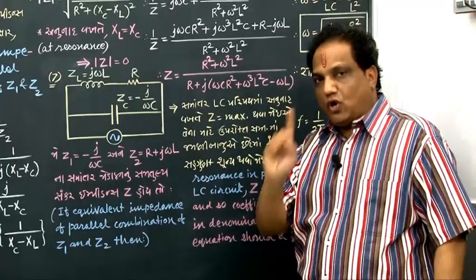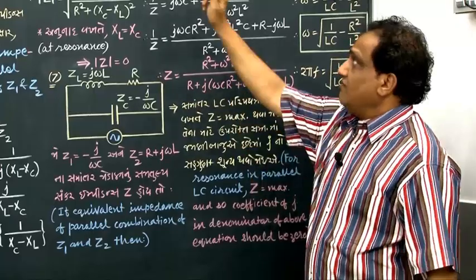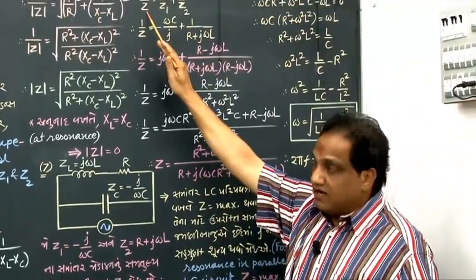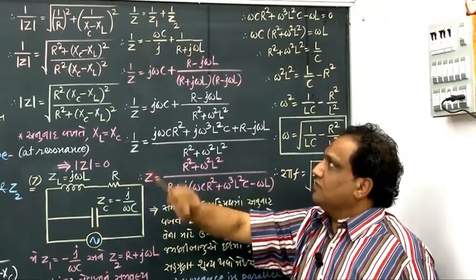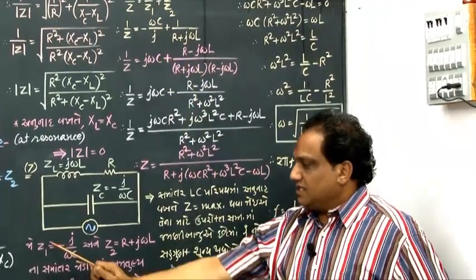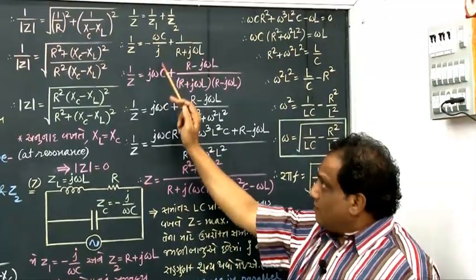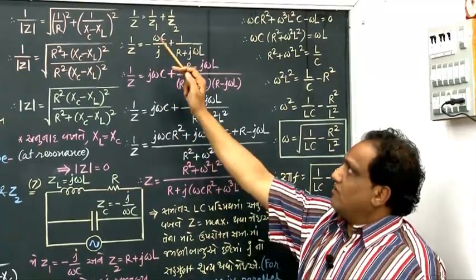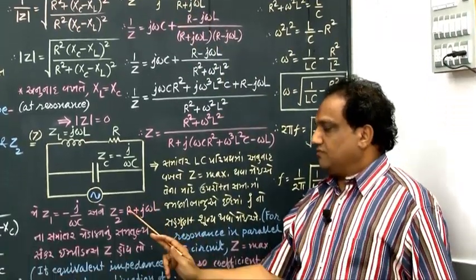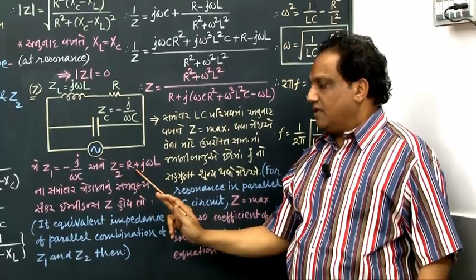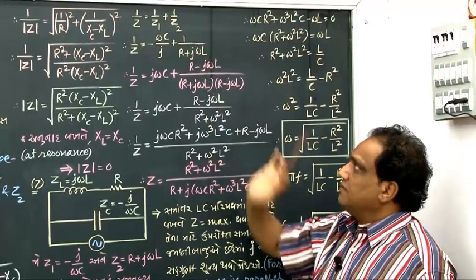So according to the law of parallel combination of impedances, if the equivalent impedance is Z, then 1 upon Z equals 1 upon Z1 plus 1 upon Z2. What is Z1? Z1 is minus j upon omega C. The denominator will become the numerator. Then 1 upon Z2. Z2 is R plus j omega L.